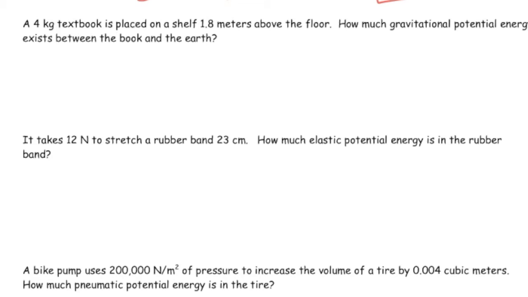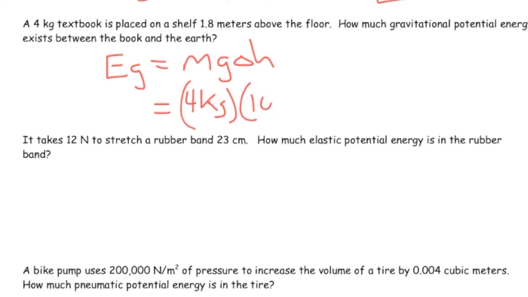A 4 kilogram textbook is placed on a shelf 1.8 meters above the floor. How much gravitational energy exists between the block and the earth? The gravitational energy is the mass times the local gravity times the change in height. 4 kilograms times 10 newtons per kilogram times 1.8 meters is about 70 joules.